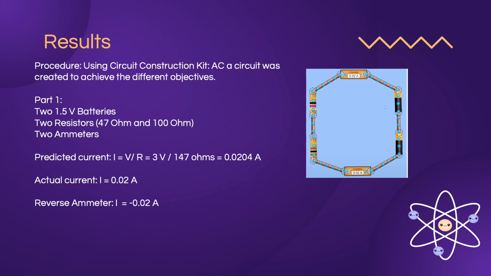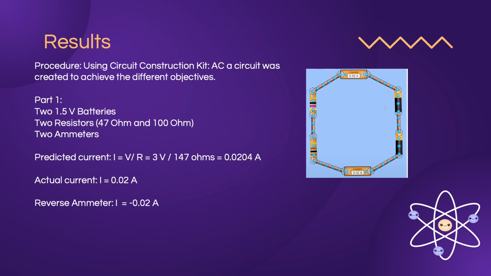So first, the procedure was to use the circuit construction kit AC to create a circuit. There were 2 circuits created. There was the one pictured above, and there was another one that used capacitors. So for part 1, there were 2 1.5 volt batteries, 2 resistors, one of 47 ohms and the other of 100 ohms, and there were 2 ammeters.